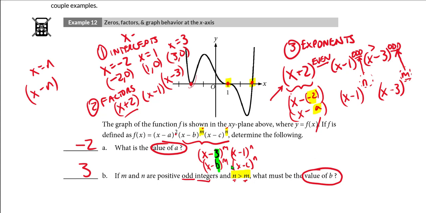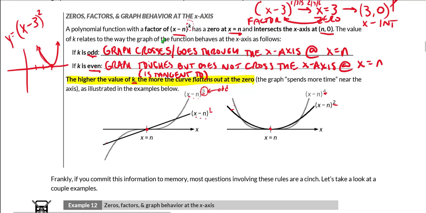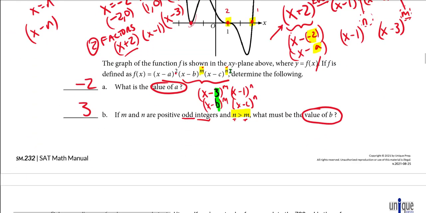Look, some of this stuff I guess can be slightly intimidating at first. Fortunately, these questions do not show up all that commonly. When they do, though, if you remember the rule about the even and odd exponent on the linear factor and the fact that the graph flattens out a little bit more the higher those exponents get, these questions shouldn't be all that difficult.